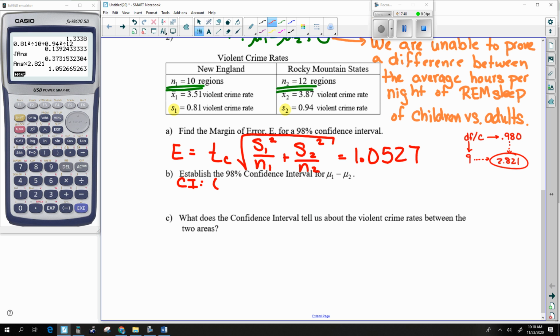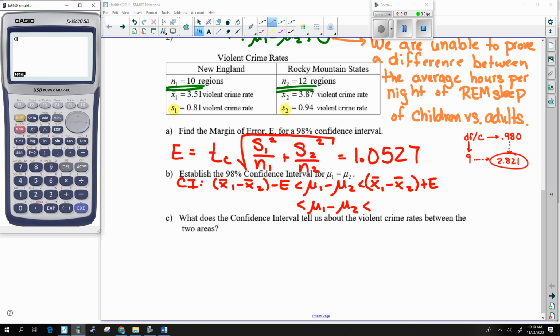Confidence interval is exactly the same thing, so x bar 1 minus x bar 2 minus E is less than mu 1 minus mu 2 is less than x bar 1 minus x bar 2 plus E. So here we go, x bar 1 minus x bar 2 minus E and x bar 1 minus x bar 2 plus E.